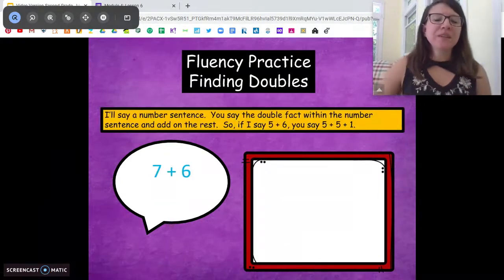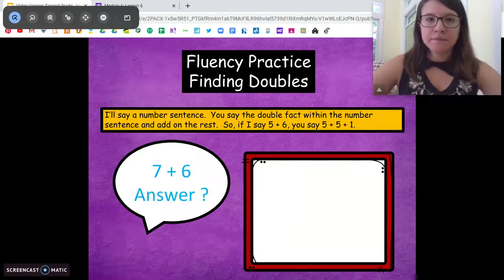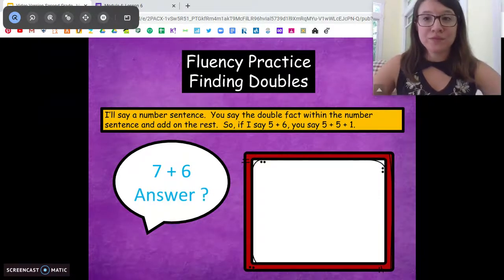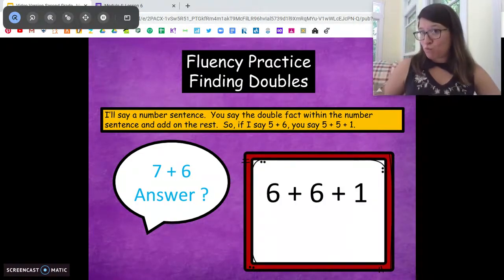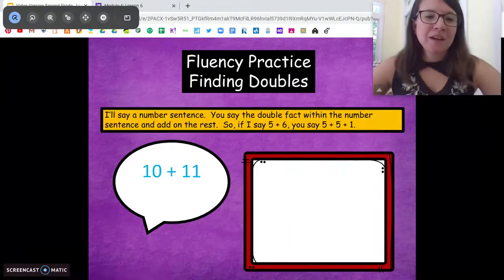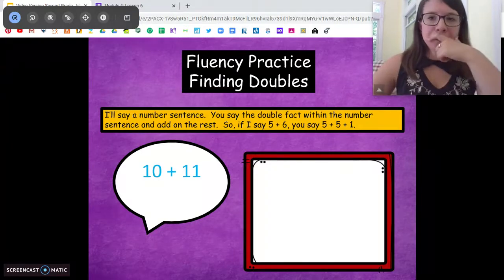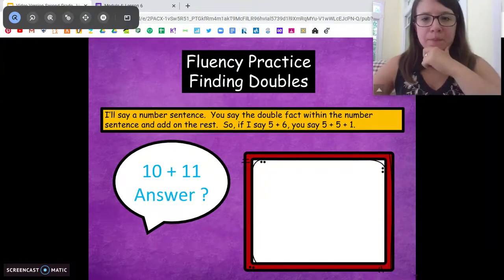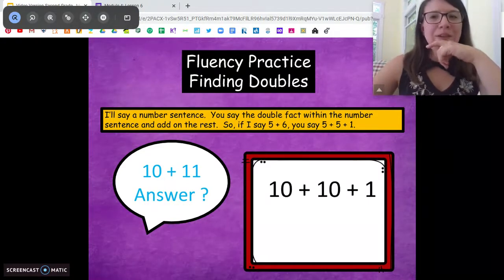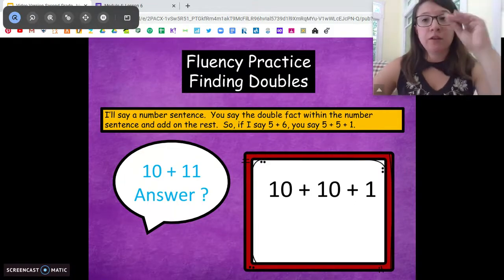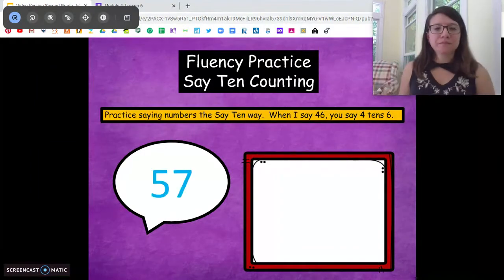17. Very good. 7 plus 6. What is our number sentence going to be? Very good. 6 plus 6 plus 1. And our answer is 13. Awesome. 10 plus 11. Ooh, we're getting bigger. Still doing doubles plus 1 though. What would our number sentence be? 10 plus 10 plus 1. Good. And what's our answer? Think of your doubles fact plus the 1 more. 21. Very good.